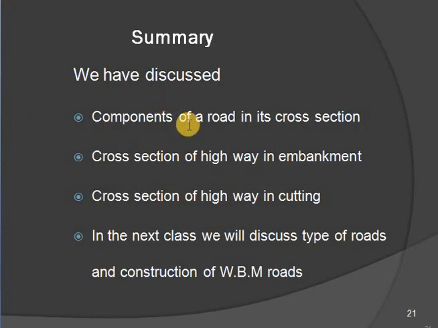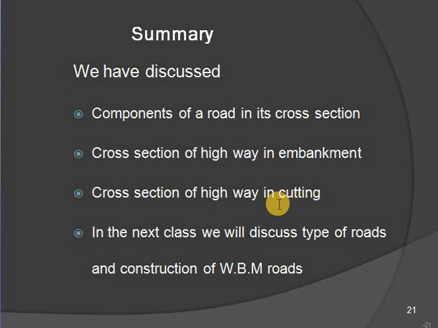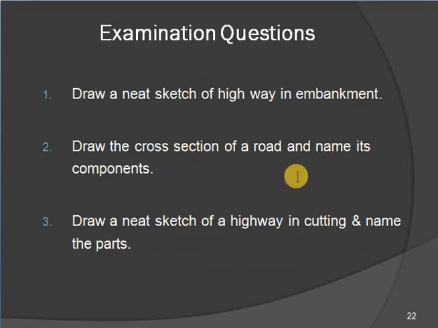So, in summary, today we discussed the components of the road in cross section, the cross section of highway in embankment, and the cross section of highway in cutting. In the next class we will discuss the types of roads and construction of WBM roads. So these road section parts are very important. Shoulders, embankment, cutting, formation width and right of way are all provided on roads.